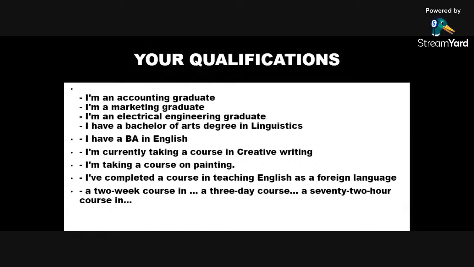That brings us to your qualification, which is necessary in an interview, a job interview. You want to talk about your qualifications, and you can simply say, I am an accounting graduate, I am a marketing graduate, I am an electrical engineering graduate. Or you can say, I have a Bachelor of Arts degree in linguistics, or I have a BA in English. If you are currently taking a course that you think might give you some added advantage, you could mention it. Or if you have completed the course, you could mention it as well.